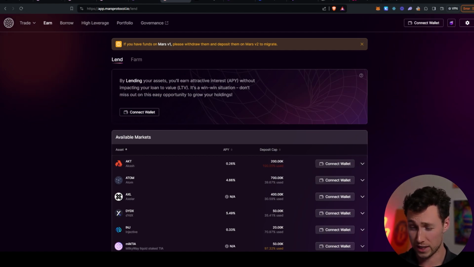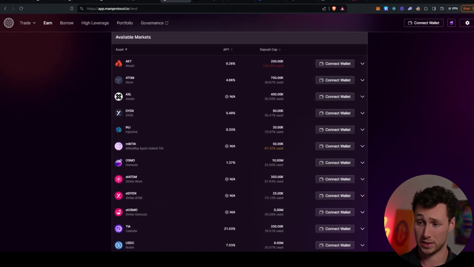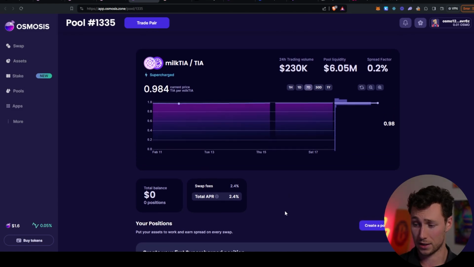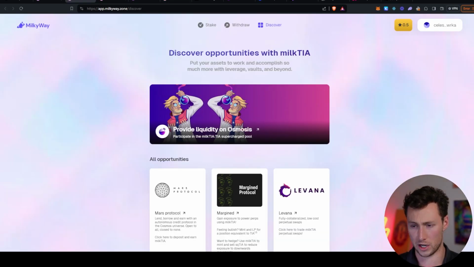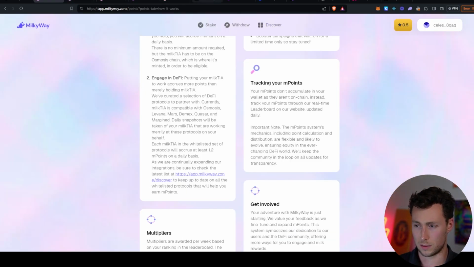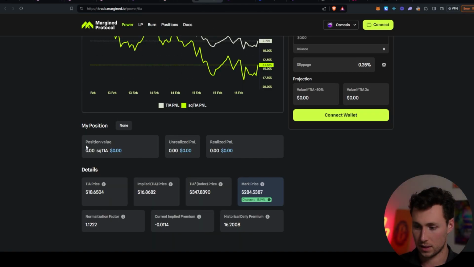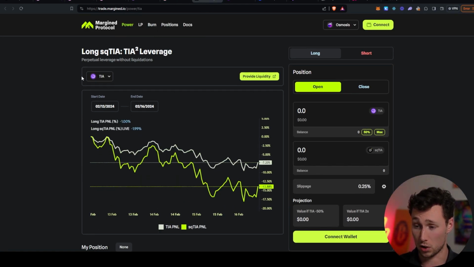And truthfully, even though there's no yield, I personally prefer to lend out the milkTIA through Mars protocol. And the reason is that this yield on Osmosis is also pretty low. But in order to enter this pool, you'll have to swap half your milkTIA to TIA. And so your rewards would ultimately be smaller than if you were just holding milkTIA one-off and generating the 1.2 points from that.